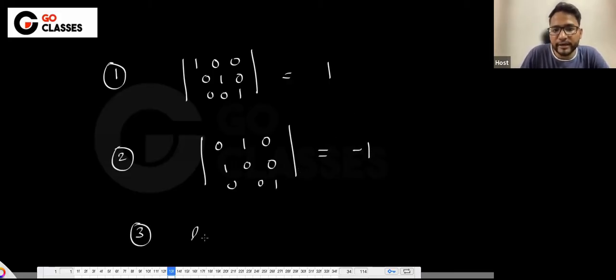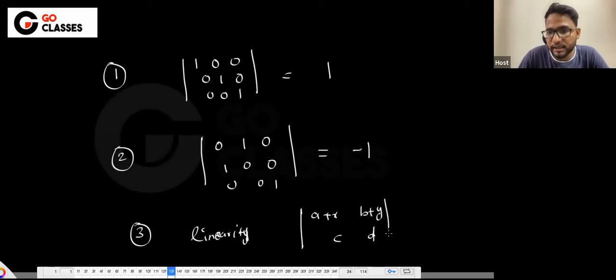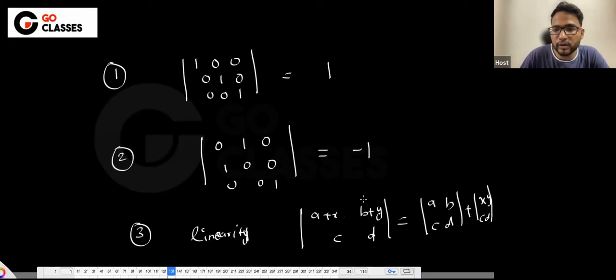Third is linearity. Linearity means that if you have A plus X, B plus Y, C, D, then you can write it like this, maybe A, B, C, D plus X, Y, C, D, or if you have a t, then you can write like this. Maybe let me write here.